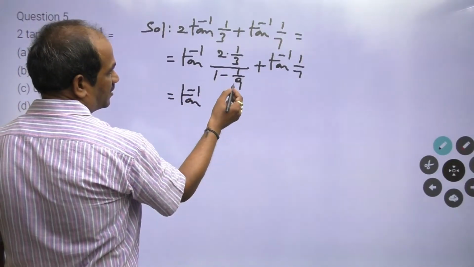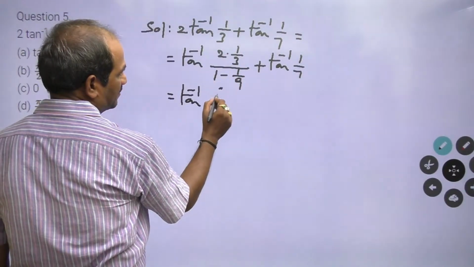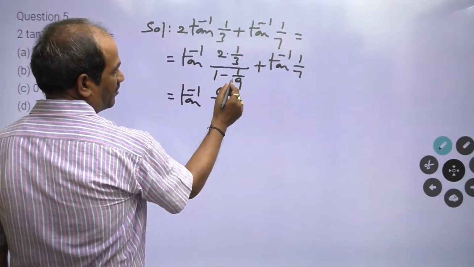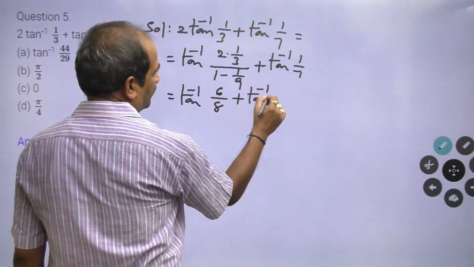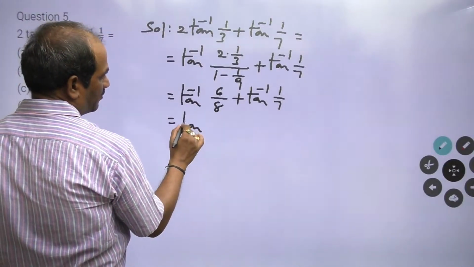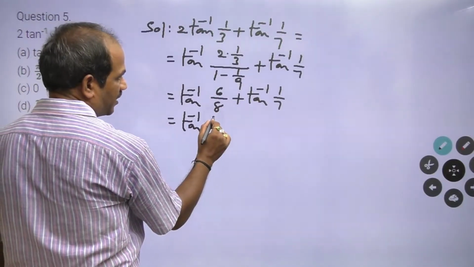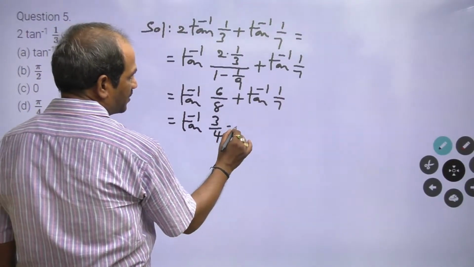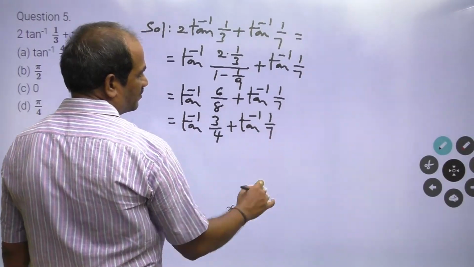So that is tan inverse of, taking the LCM, 9 minus 1 is 8, the 3 gets cancelled, and 3 into 2 is 6, so 6 by 8, plus tan inverse of 1 by 7. So that is equal to tan inverse of 3 by 4 plus tan inverse of 1 by 7.